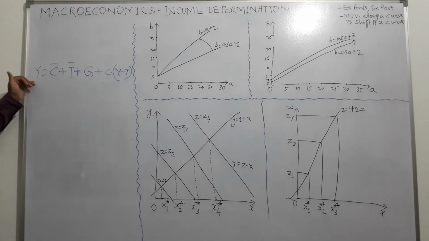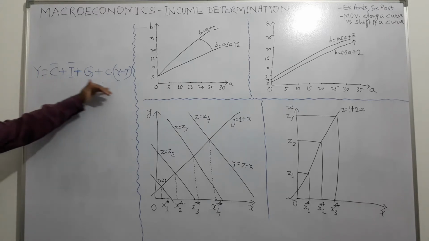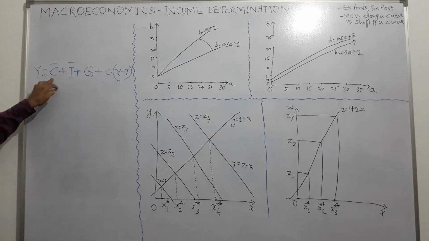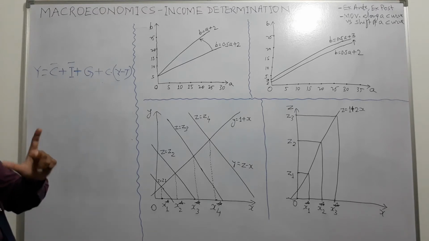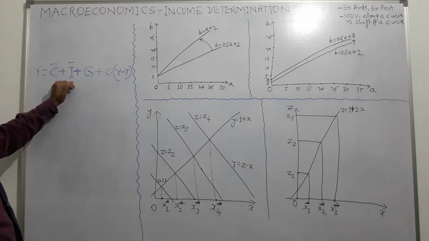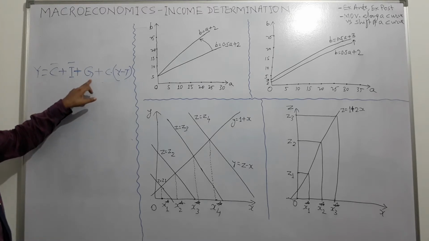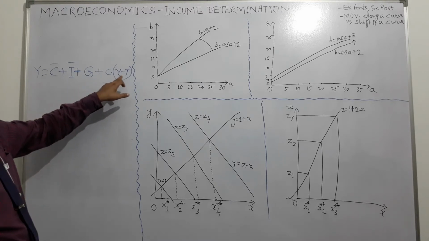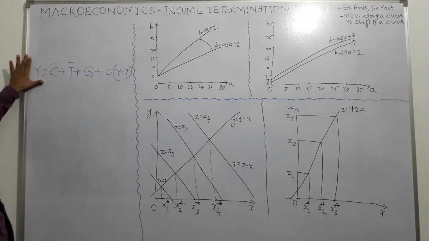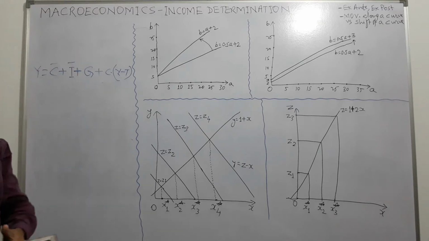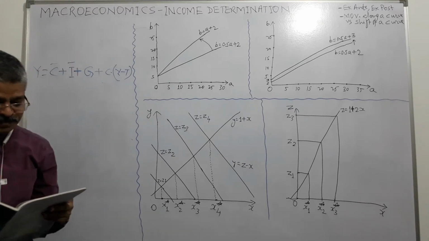What is this? Aggregate supply in the market, and this shows the demand side. Demand comes from consumption. What is this consumption? Subsistence level of consumption. What is this investment? We have assumed that firms will keep on investing a certain amount per year, plus government expenditure, plus C into (Y minus T). Whatever people got, we have deducted tax. So this comes to the supply side, this comes to the demand side. This is the final equation.